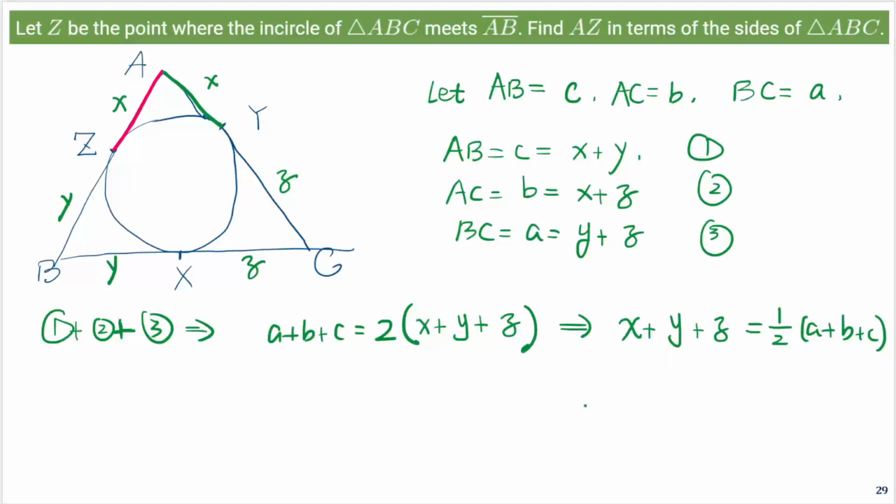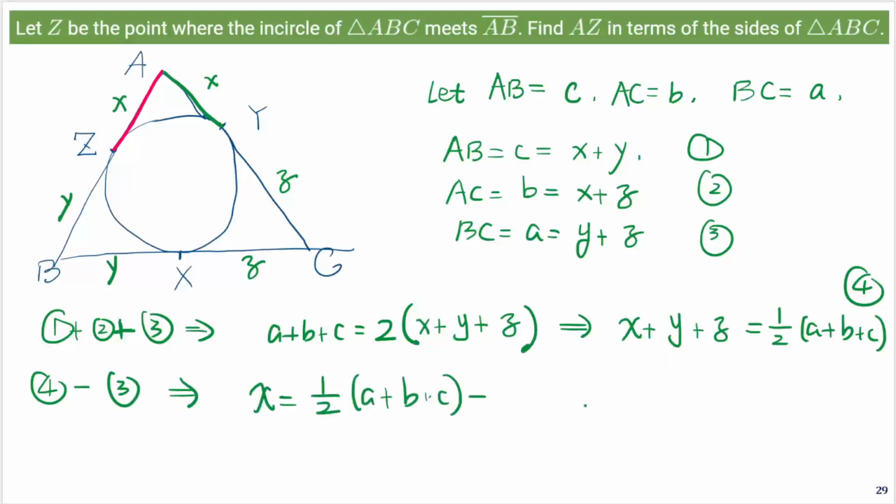So let's call this equation number 4. Then we could use equation number 4 subtracted by equation number 3. And the left side just becomes X. The right side is 1 over 2 (A plus B plus C) minus A, right?